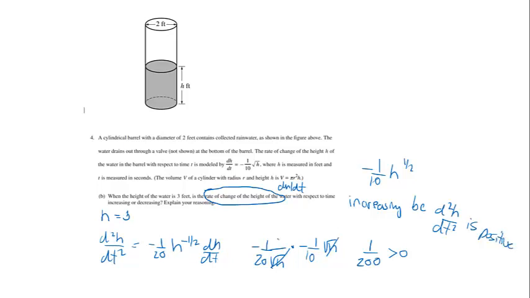Okay, that one was worth 3 points. You got 1 point if you took the second derivative. You got 1 point if you found out the second derivative was equal to 1/200, probably deciding that it was a positive answer. And then if you were able to say that it was increasing with justification, you got your 3rd point. So that was worth 3 points there.